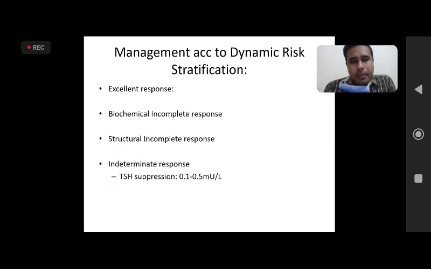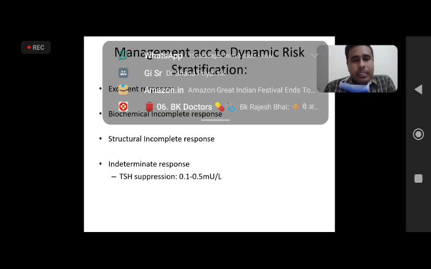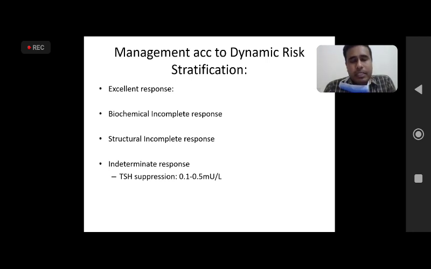For indeterminate response, we keep the patient on TSH suppression of 0.1 to 0.5. After 6 months, we repeat the TG, and most of the time, the indeterminate category patient will convert into excellent response. That is, for the indeterminate, the stimulated TG is between 1 to 10. If we see after 6 months, mostly it goes below 1, that is, into the excellent response category.